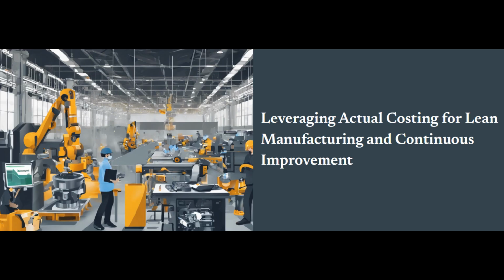Establish performance measurement and incentive structures. Align the organization's performance measurement and incentive systems with the actual costing-based lean manufacturing objectives, ensuring that employees at all levels are motivated to actively participate in and contribute to the continuous improvement efforts.